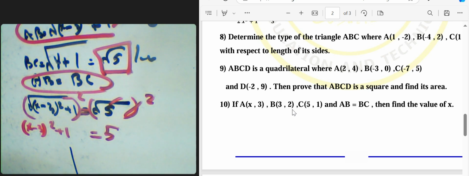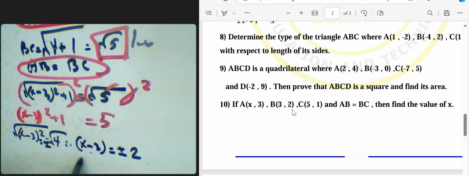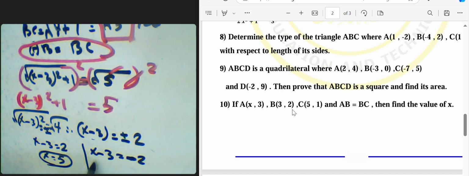So we have two solutions here. X minus 3 power 2 equal 4. Then X minus 3 equal positive or negative 2. We must put square root on left hand side and right hand side, and sign here positive or negative. Okay, then we have two solutions. X minus 3 equal 2, or X minus 3 equal negative 2. Then the value of X here equal 5, and the value of X here 3 minus 2, it will be 1.